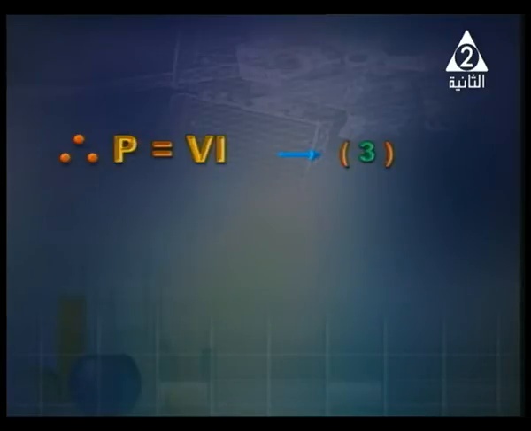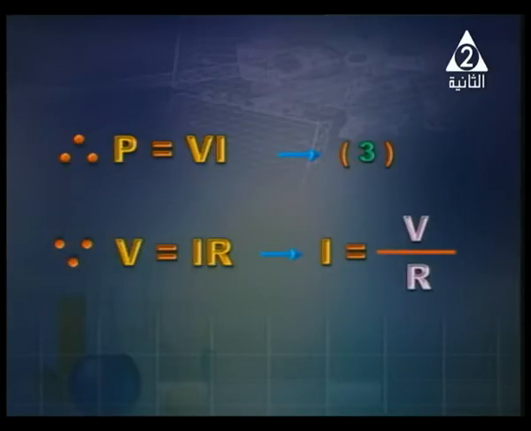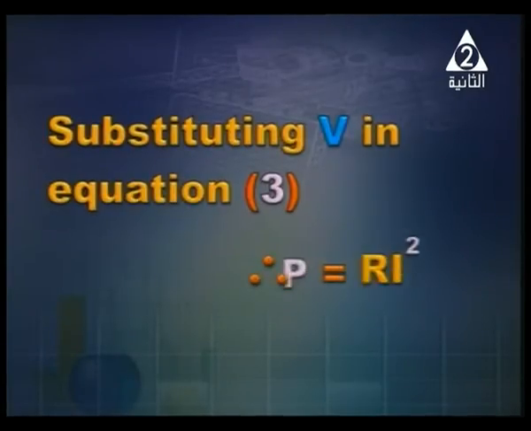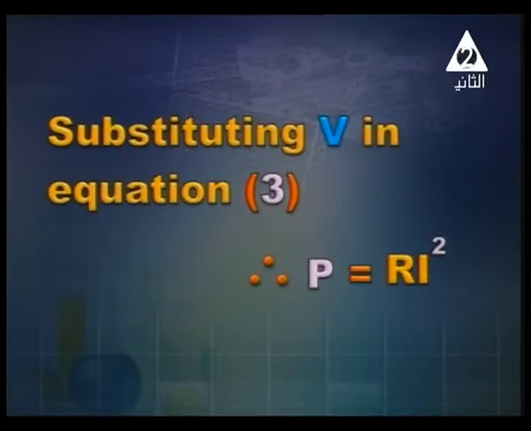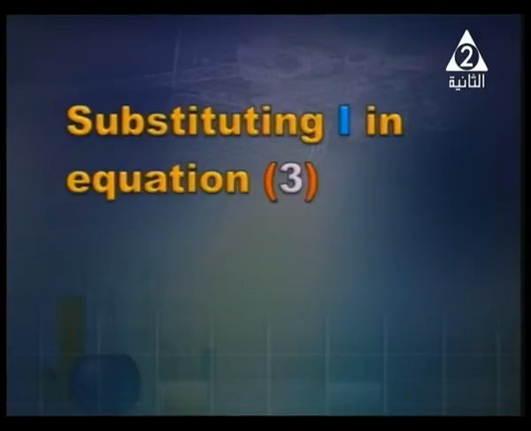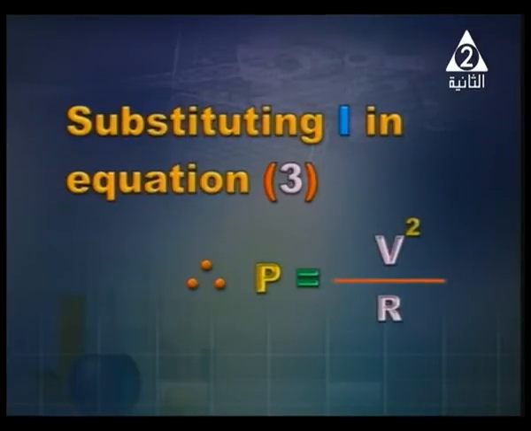And of course we've got Ohm's law, V = IR, so I = V over R. Substituting for I in equation number 3, I = V over R, the power will be I squared R, and also it will be V squared over R.